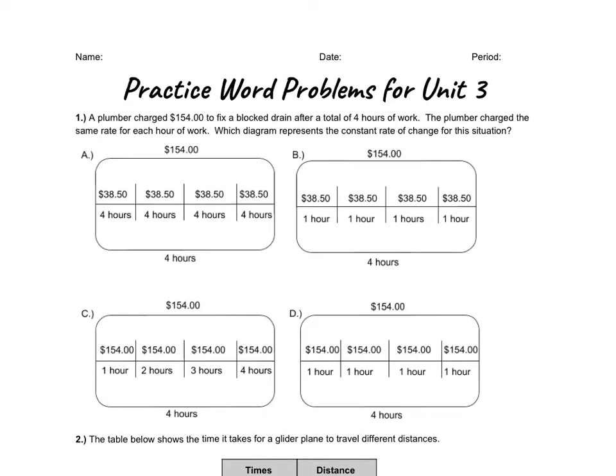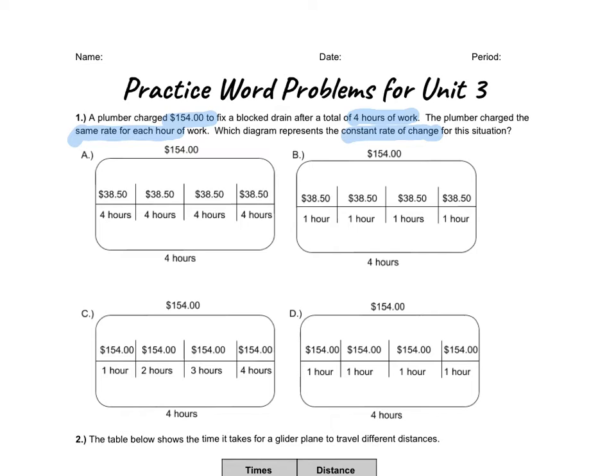Okay, important wording right here. Same rate for each hour. So really we want the per hour rate. He did 4 hours of work and charged $154 to fix it. Okay, so which diagram represents the constant rate of change? So we're looking for the constant rate of change, which is generally going to come out to a unit rate. Okay, so in this case it's going to be the cost per hour. So we're looking for the diagram that best fits this situation.